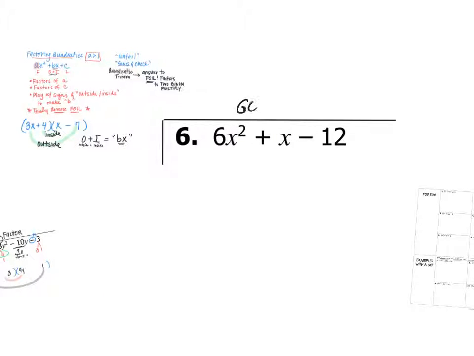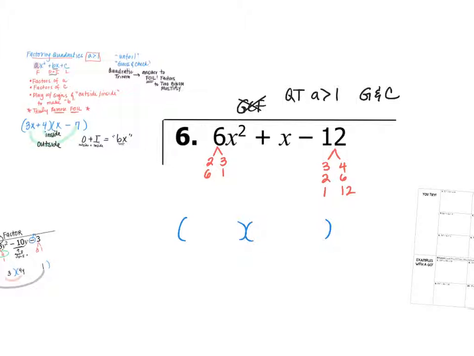So again, there's no GCF here because of the x. This is a quadratic trinomial with a greater than 1, so we're going to guess and check. All right, let's start building factors of a, 2 and 3, 6 and 1. Let's start building factors of 12, 3 and 4, 2 and 6, and 1 and 12. Let's start setting up binomials here. Now our c, first, outer plus inner, and last, this is our goal for check, that the outer plus the inner is a positive 1x. Our last term is negative, so that means 1 has to be positive and 1 has to be negative.